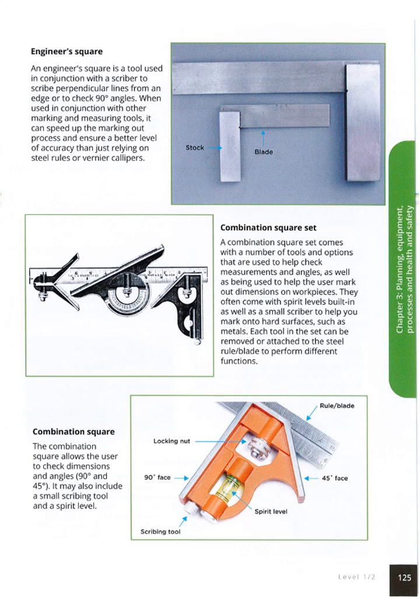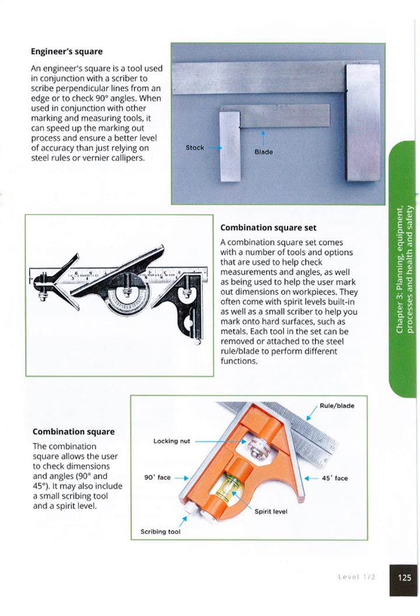Combination square set, very similar to the combination square. A combination square set comes with a number of tools and options that are used to help check measurements and angles. As well as being used to help the user mark out dimensions on workpieces, they often come with spirit levels built in, so does the combination square. As well as a small scriber, which can be screwed from the bottom, to help you mark on hard surfaces such as metals.